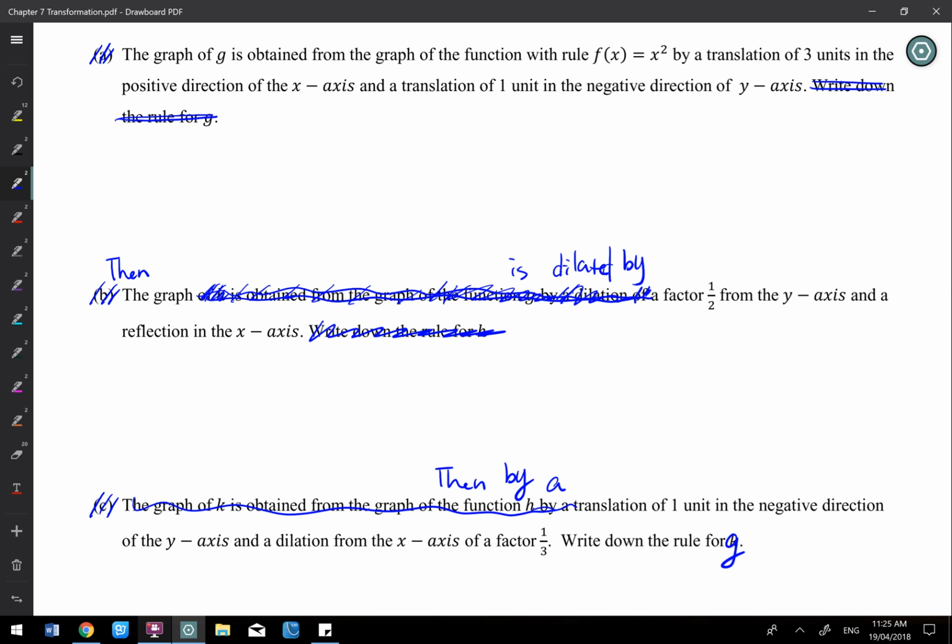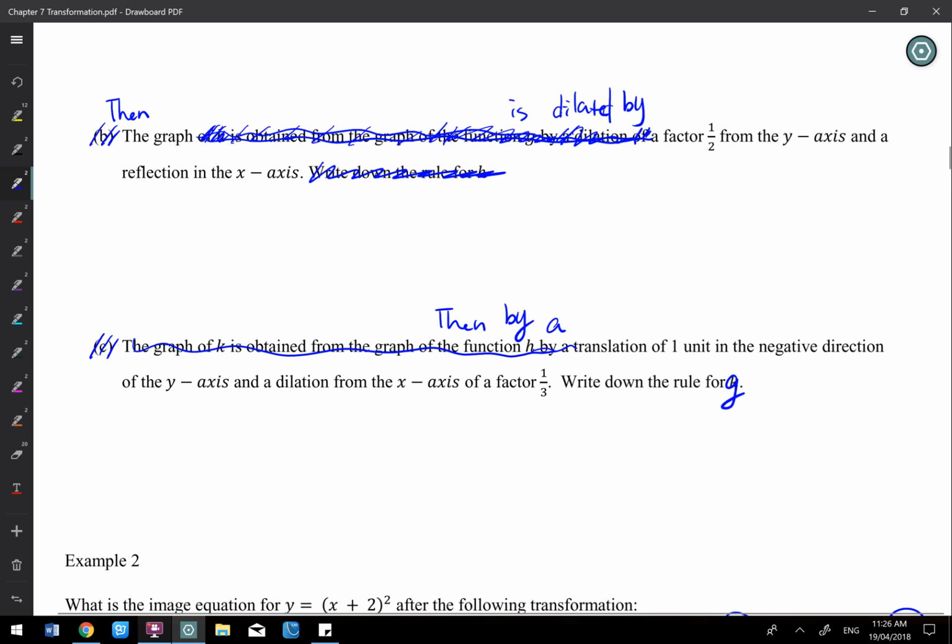So the graph of g is obtained from the graph of that. Translate 3 units to the right, then translate 1 unit down, and then dilate by a factor of a half from the y-axis, then a reflection in the x-axis, and then a translation further 1 unit down in the y-axis, and then a dilation by a factor of a third from the x-axis. Write down the final result. Okay, I want the final result.